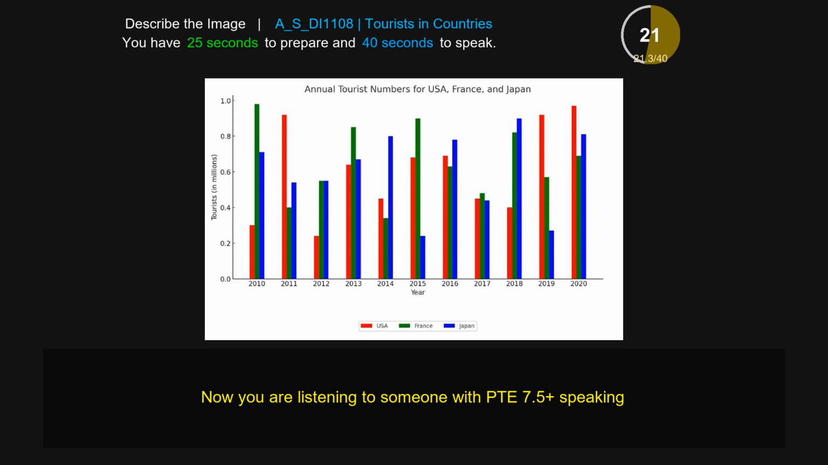In the picture, the highest tourist number, which is France in 2010, 1.0 million, and the lowest, which is USA in 2012, 0.2 million. Overall, the picture is informative.